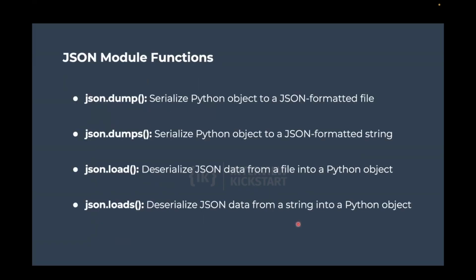So before that, there are 4 main functions that you need to know about if you want to use the JSON module. So first of all, JSON is a module in Python. You have to import it. And then you have dump and dumps for serializing a Python object to a JSON format. So dump gives us a JSON formatted file. It's basically called a JSON file, or .json. And dumps will give us a JSON formatted string within our Python code.